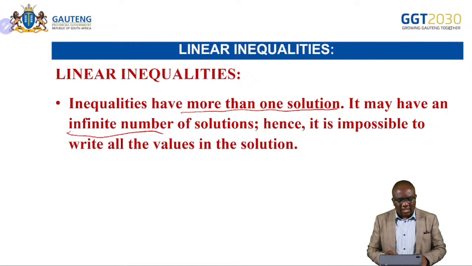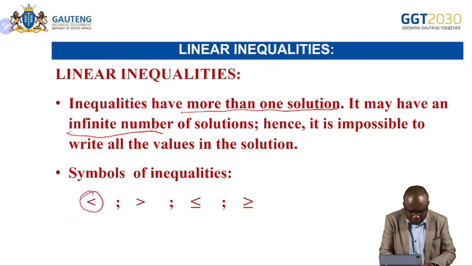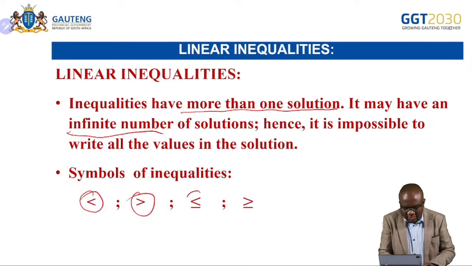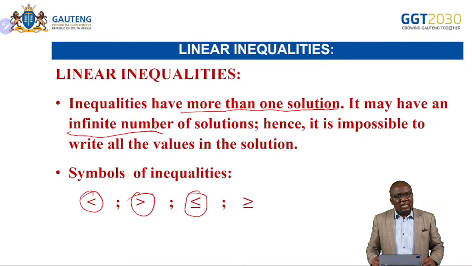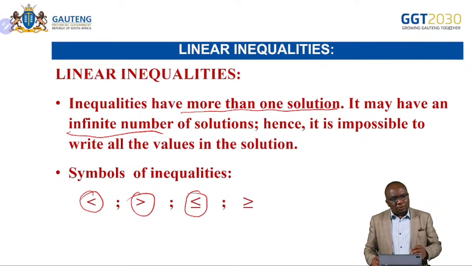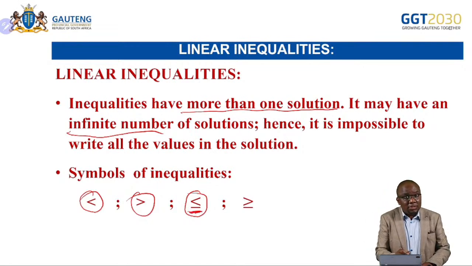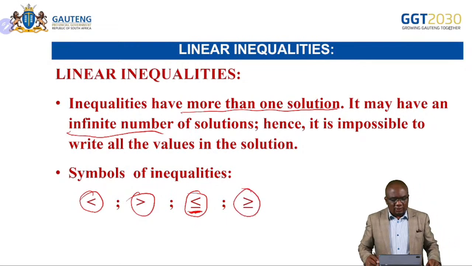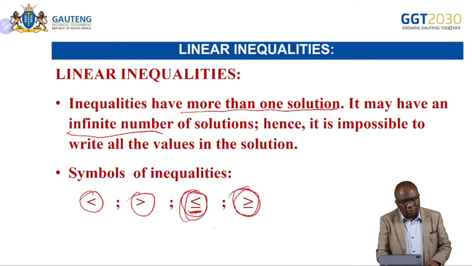Hence, it is impossible to write all the values in the solution. So we can't write all the values. That's why we use the symbols for inequalities. So we're going to be using less than, greater than, less than or equals to. If I'm saying x is greater than or equals to 2, 2 is part of the solution. But if I'm saying x is greater than 2, 2 is not part of the solution. So here, the number that we're talking about is going to be included. And then here is greater than or equals to, less than or equals to, greater than or equals to.